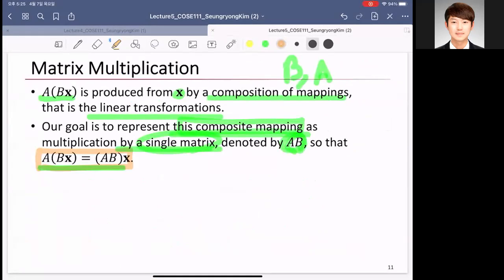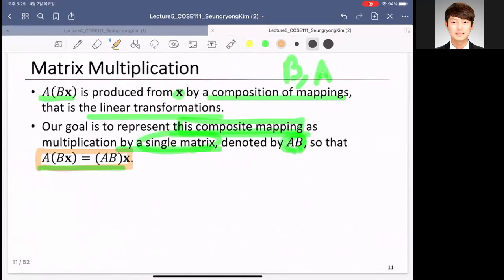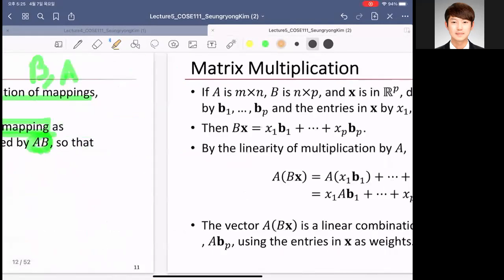Let's prove this one. Why is there such a single matrix AB from X to ABX? Let's prove this one here.